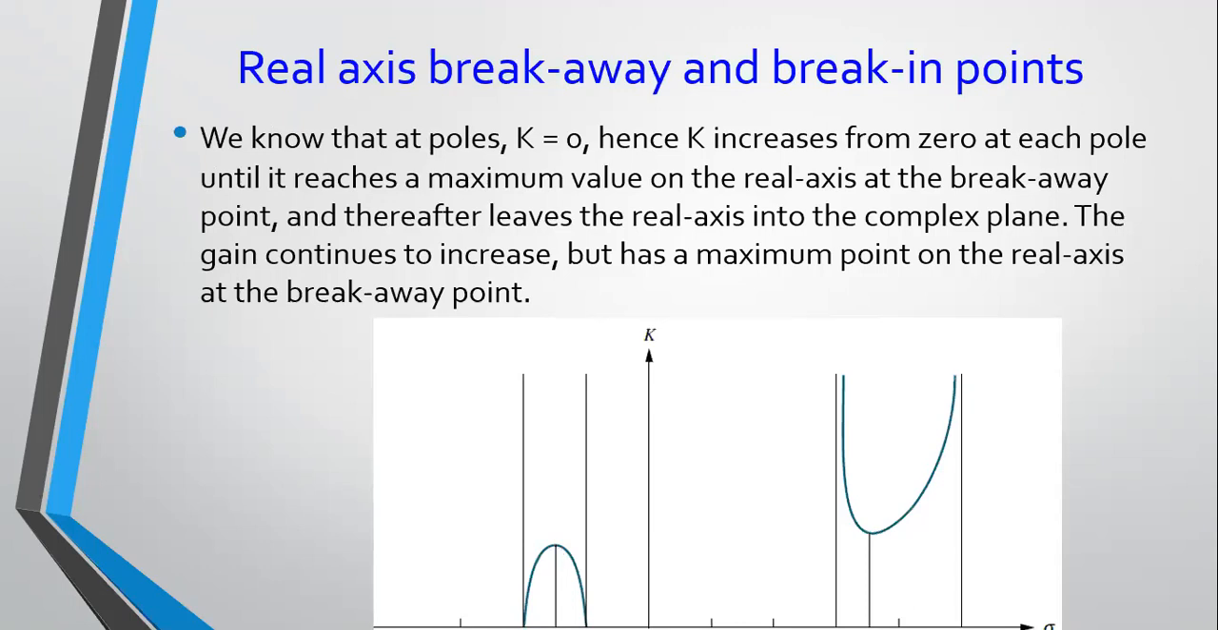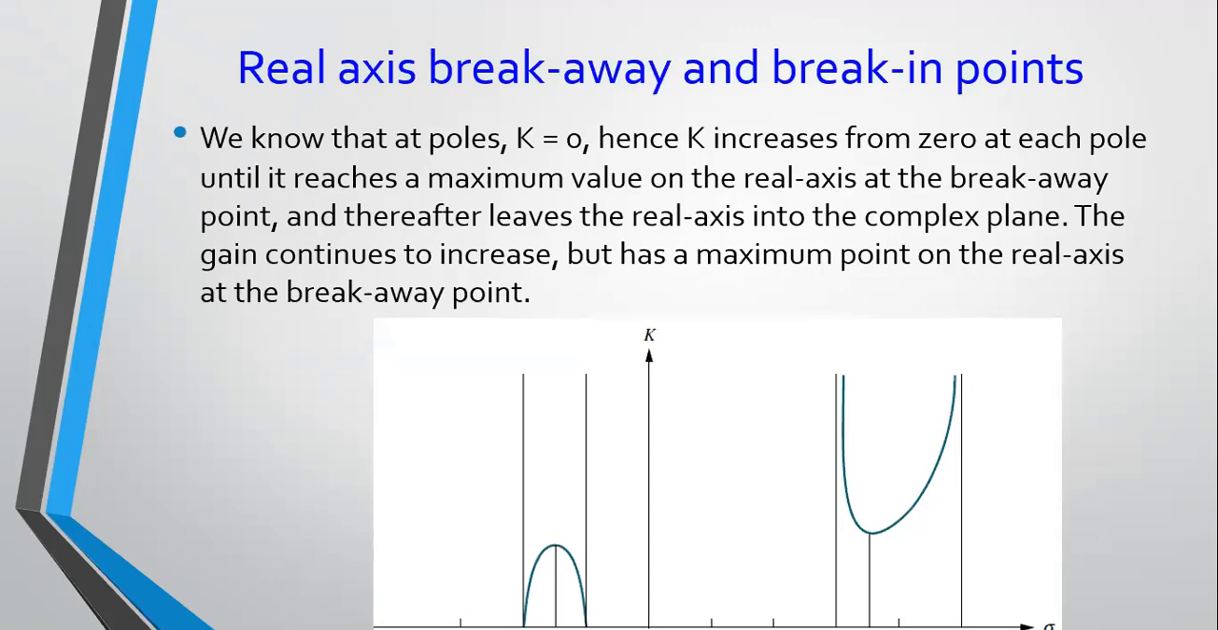When your root locus has broken into the imaginary part of the complex plane, fine, your gain k is going to keep increasing. That's fine, because your root locus starts at k equal to 0, and then it has to keep increasing until it goes to infinity at the zeros. But what we're saying here is that for the segment where your poles are real, you have a maximum gain at the breakaway point.